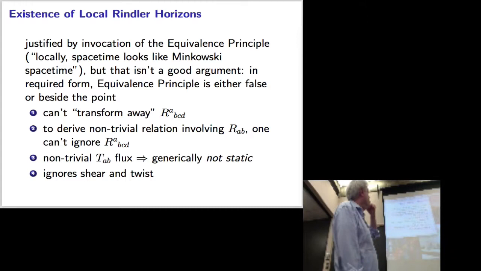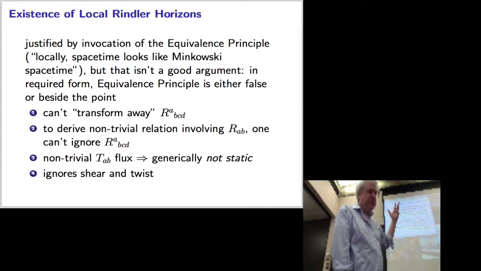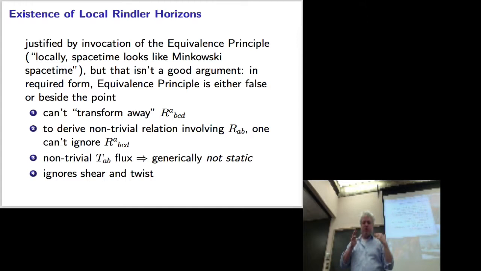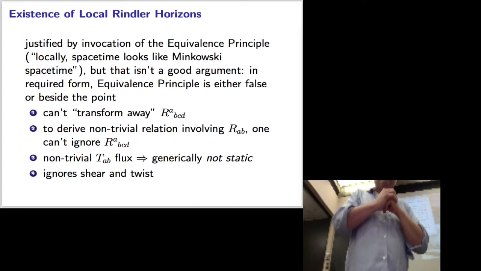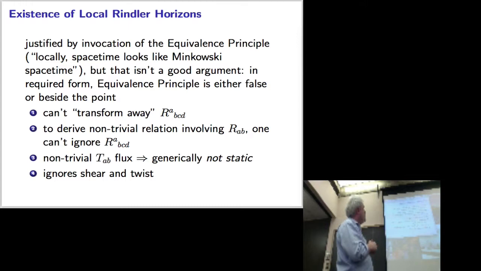And of course, one really shouldn't endow the equivalence principle with the honorific of the definite article and capitalization, because there's not such a thing as the equivalence principle. Everyone and their mother has their own version of it. There are easily like 50 different variations and formulations you can find in the literature and argue about. But for our purposes, we can very crudely think of the equivalence principle as the idea that locally space-time looks like Minkowski space-time. Arguing for the existence of local Rindler horizons on this rough formulation, however, I think is a really crappy argument.